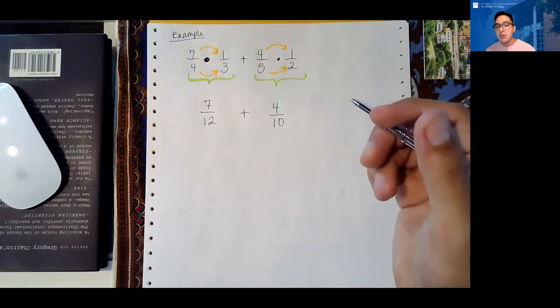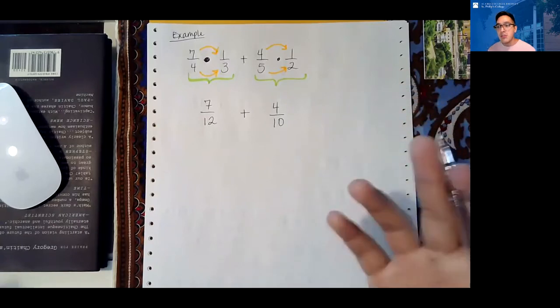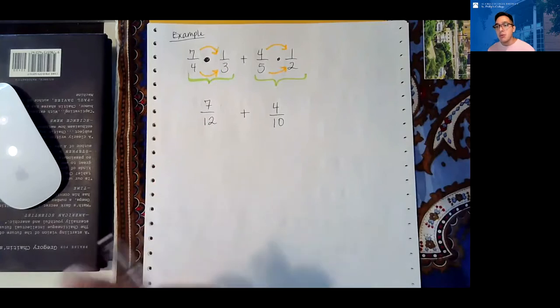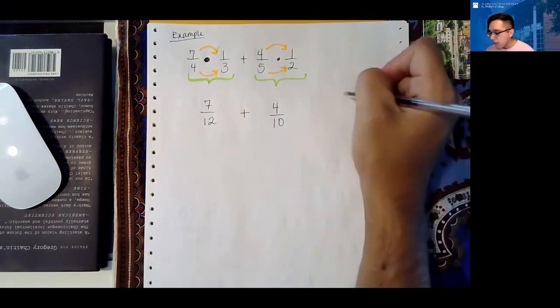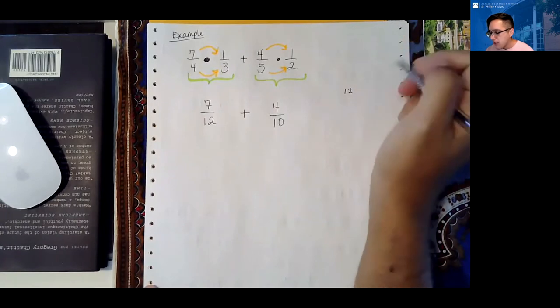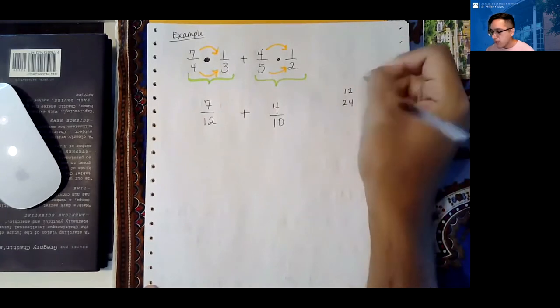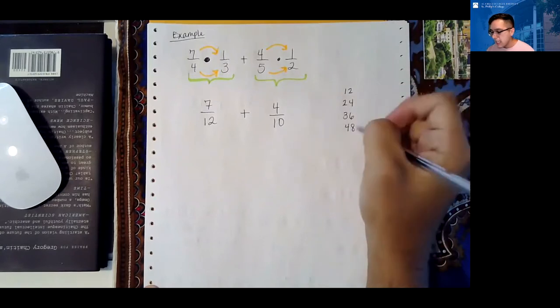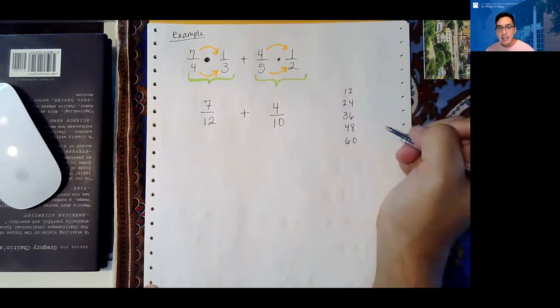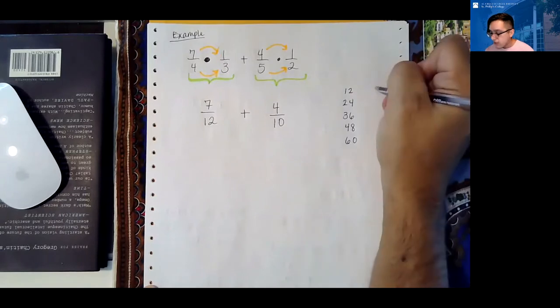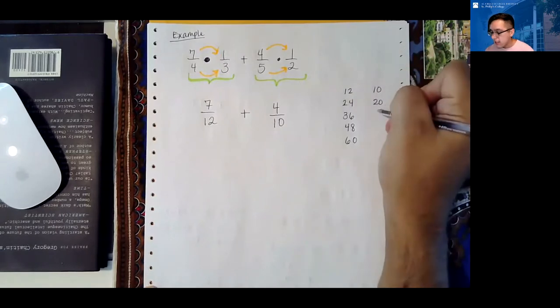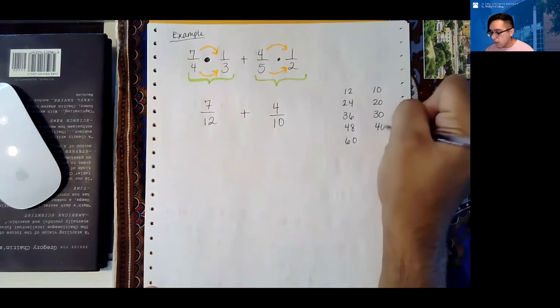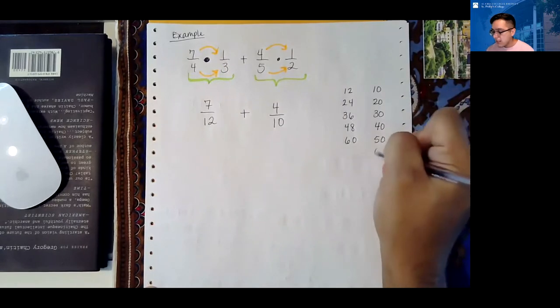So what are the multiples of 12 and what are the multiples of 10? And then among those multiples, what is the one that's in common? So let's count by 12s. We have 12, 24, 36, 48, and then 60. And then I can do 10, 20, 30, 40, 50, 60.